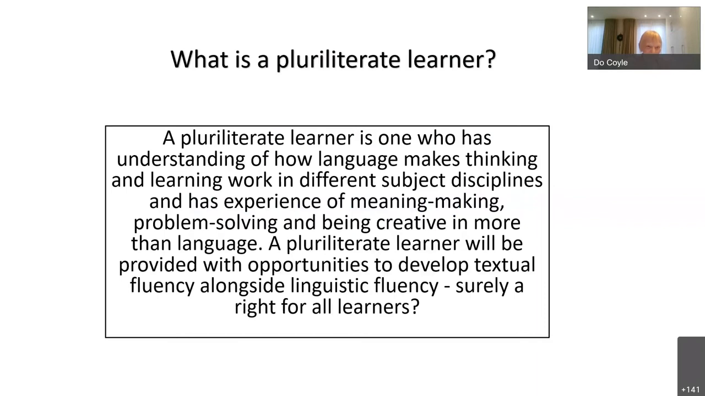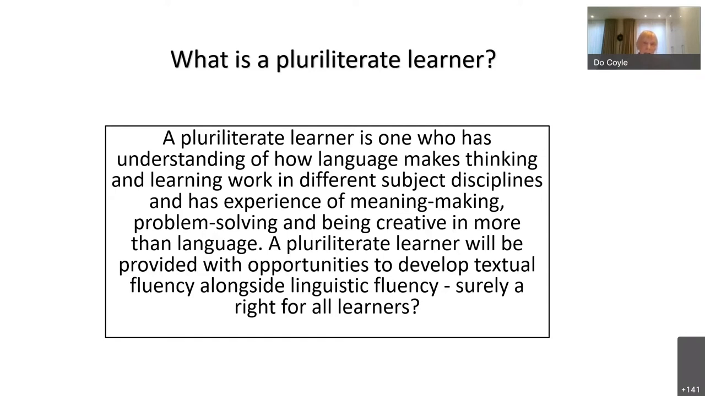So, what is a pluriliterate learner? A pluriliterate learner is one who has an understanding of how language works, okay? How it makes thinking and learning work in different subject areas. When do we have these conversations with learners? Do we talk about the way that our brains function and the way that we need to practice, the way that we need to memorize, the way that we need to constantly be asking questions and so on? And what about translanguaging?